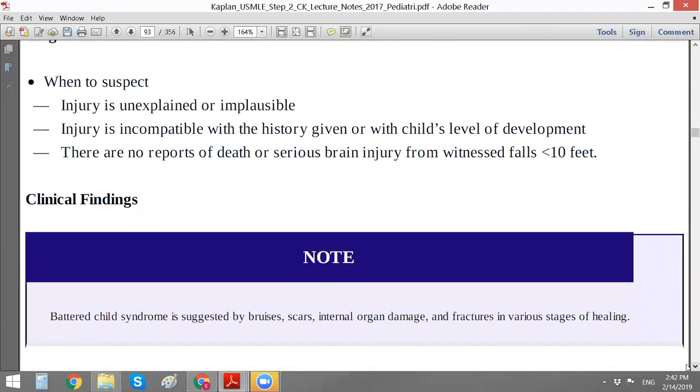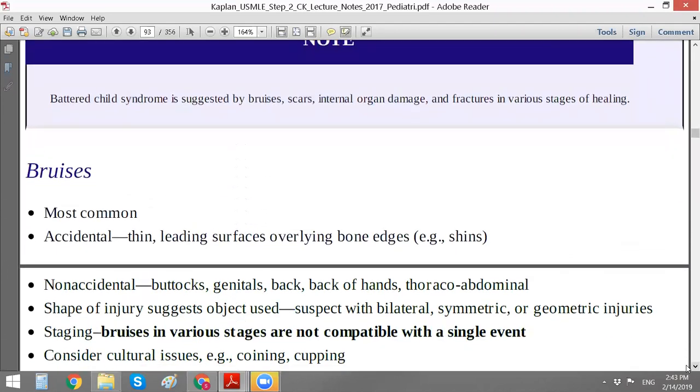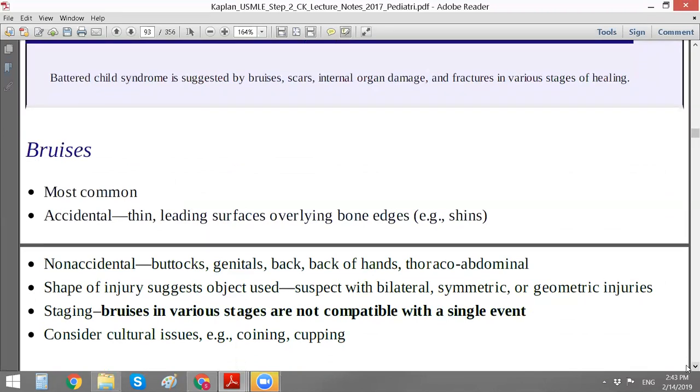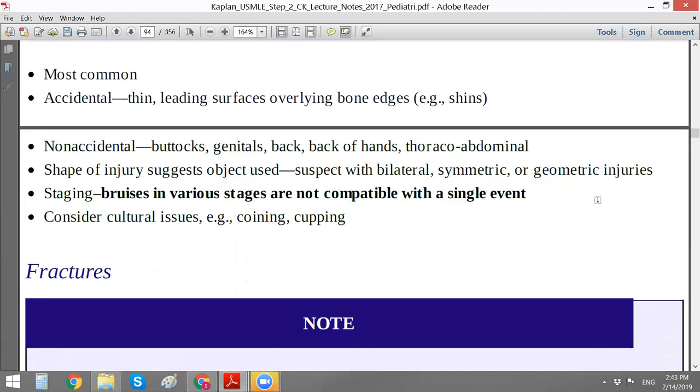So when the injury is unexplainable or implausible, incompatible with the history given or the child's level of development, think abuse. There are no reports of death or serious brain injury from a witnessed fall of less than 10 feet. Battered child syndrome shows bruises, scars, internal organ damage, and fractures in various stages of healing. Bruises in various stages are not compatible with a single event. This is very important: staging is important. Cultural issues, for example coining and cupping.